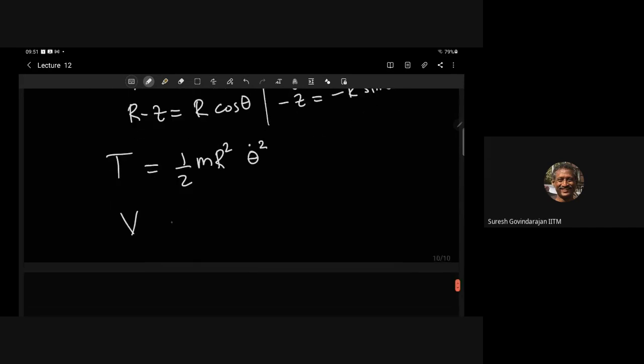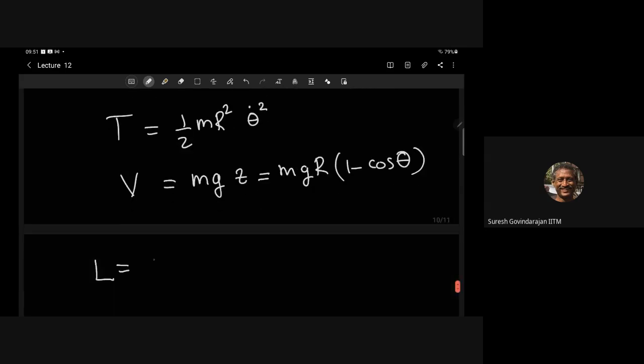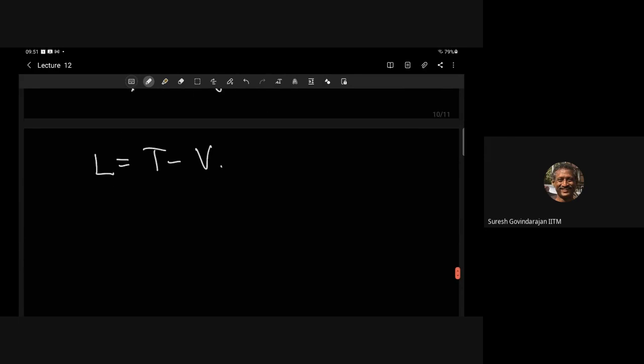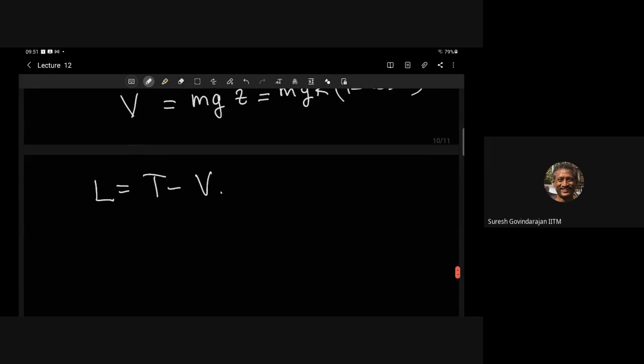And what is the potential? It's m g z, right? We can put that. And z equal to... and the Lagrangian is simple, it's T minus V. So we are done. We know how to solve this problem. Once we are done with this, it's easy.